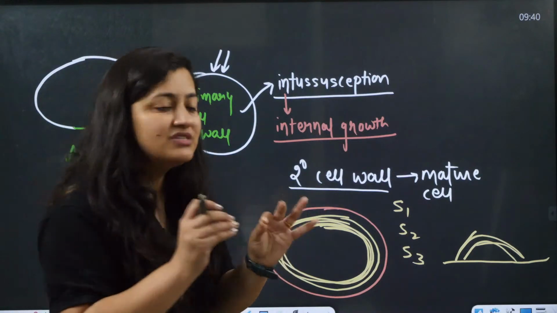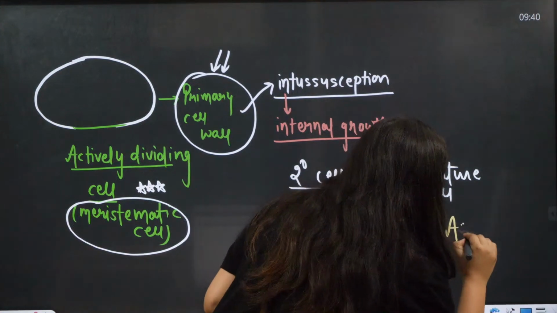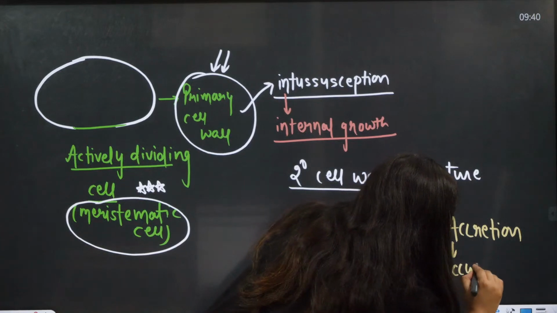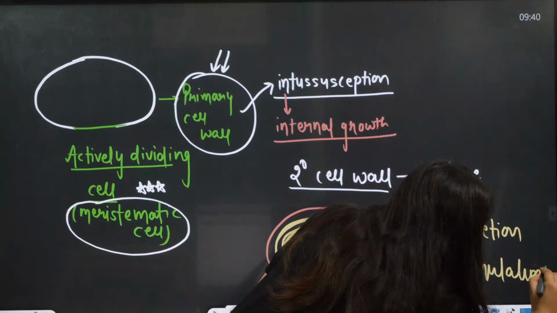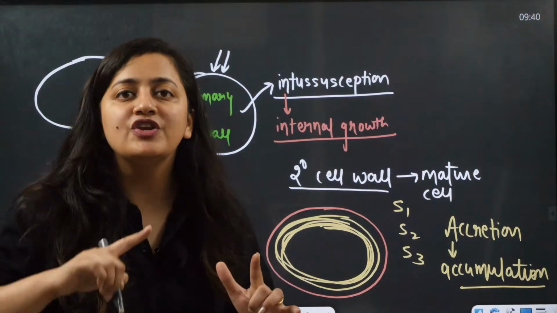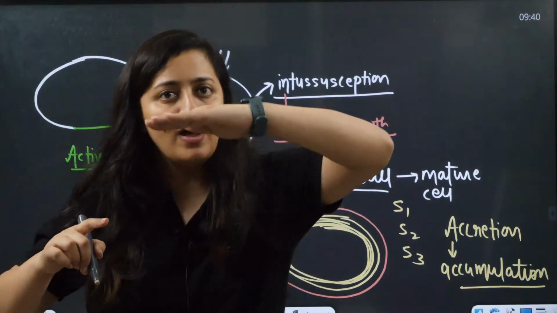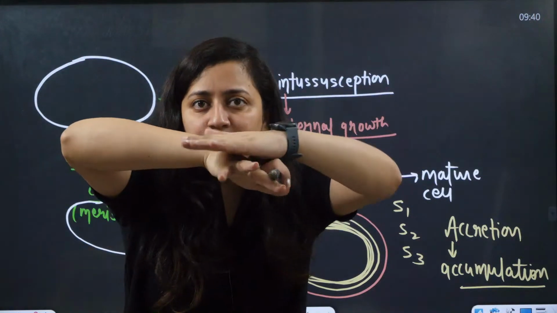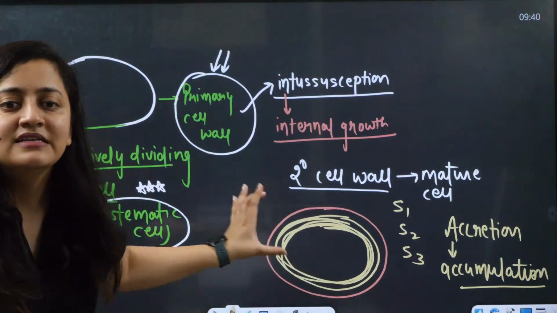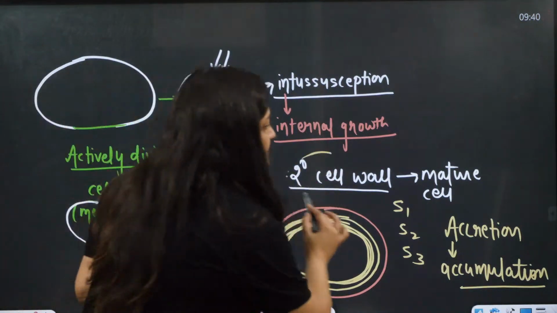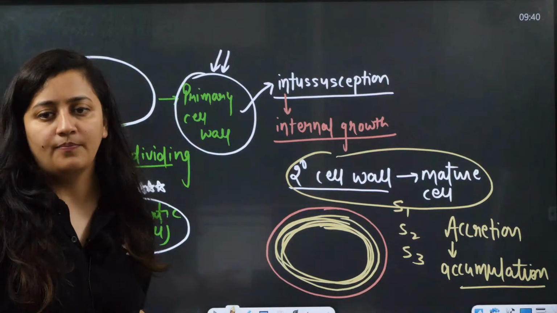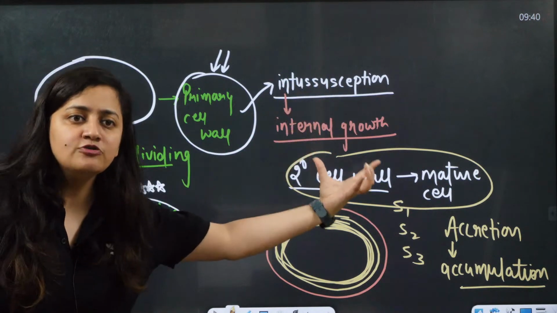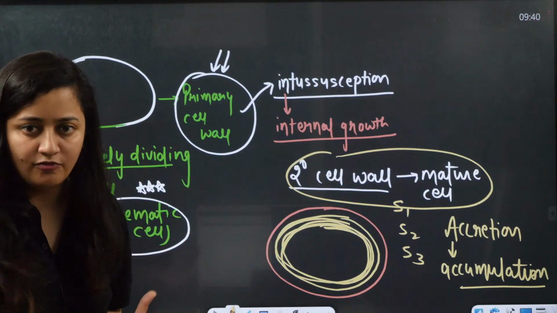But for such growth, we use the word accretion. A for accretion, A for accumulation. This is how you can relate it and remember it. In this case, what is going to happen? There is one layer, over it another layer gets deposited, and over it another layer, and this is how it increases its size. So in the secondary cell wall, we have such growth where layers are going to form. But the primary cell wall is living, so intussusception will be there in the case of the primary cell wall. Are you getting my point?